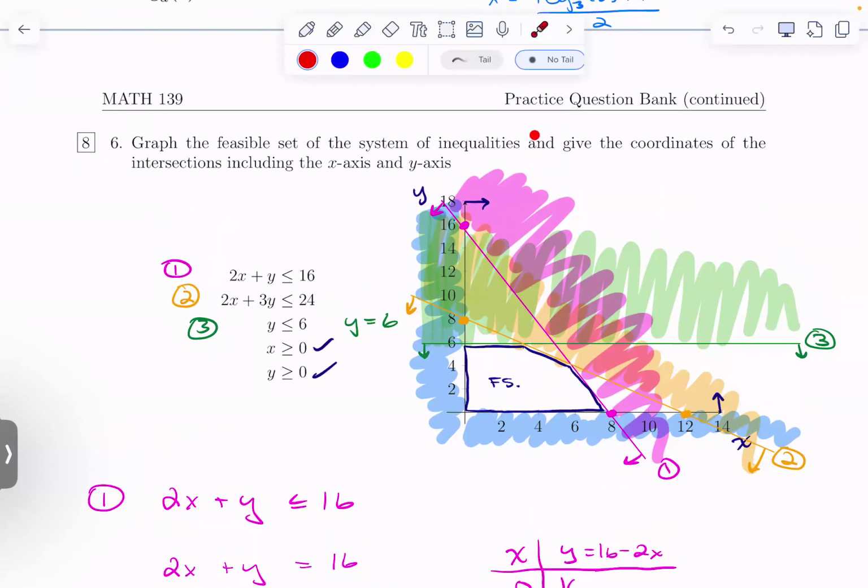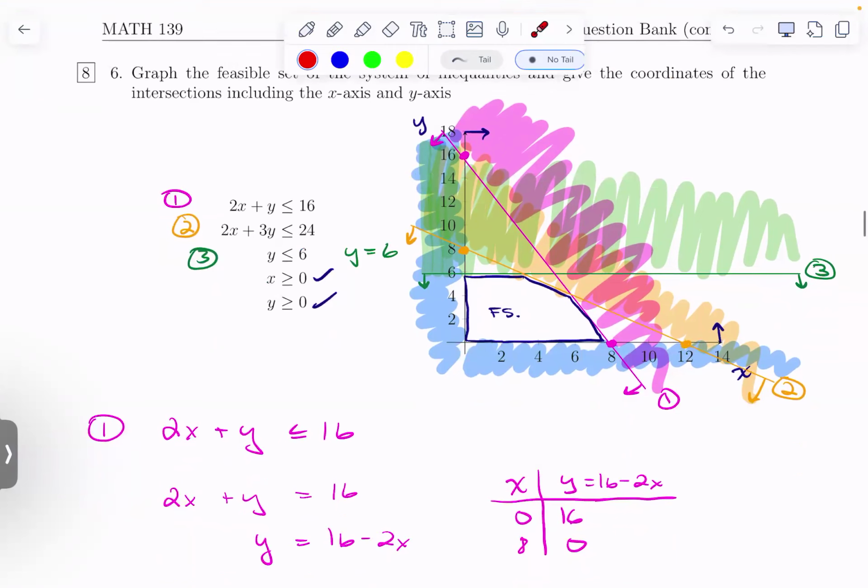Graph the feasible set of the system of inequalities and give the coordinates of the intersections, including the x-axis and the y-axis. The easiest way to do that would be to label these intersections A, B, C, D. We could do the origin too, but we don't have to. It's optional.